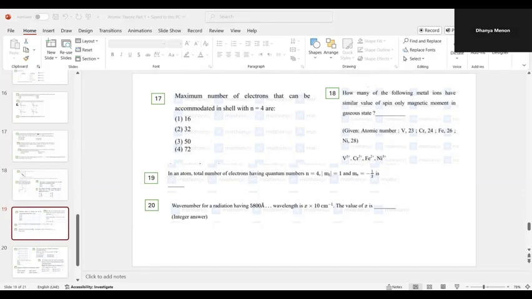Now, students, if you see the 17th one, maximum number of electrons that can be accommodated in the shell with n is equal to 5. Okay, I hope you have taken a screenshot. Now, students, they have asked maximum number of electrons that can be accommodated in the shell with n is equal to 4. This is our 17th question.